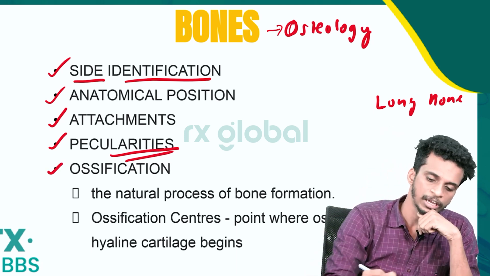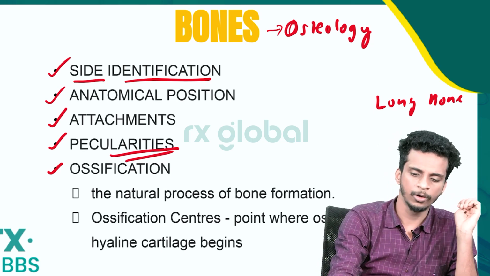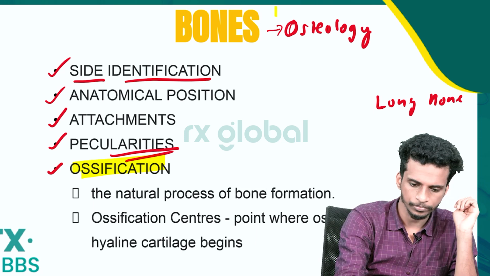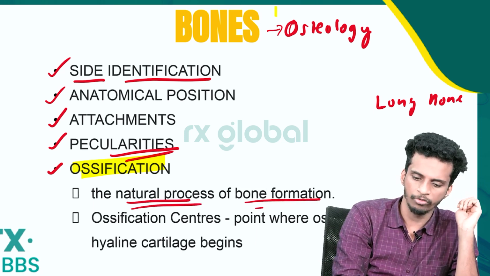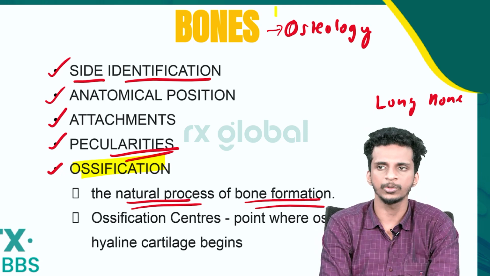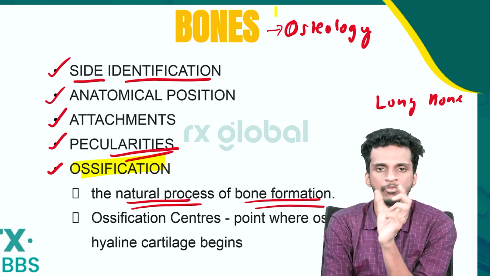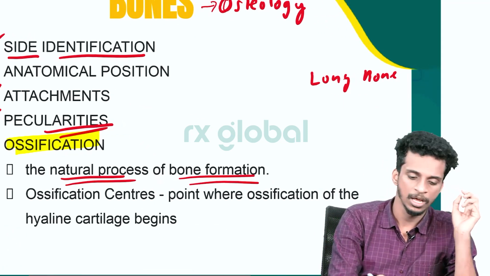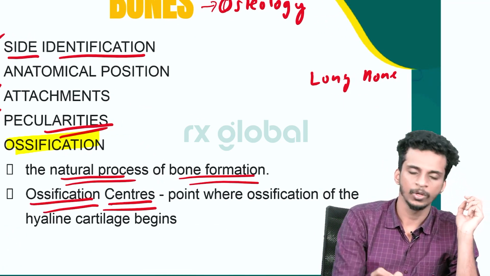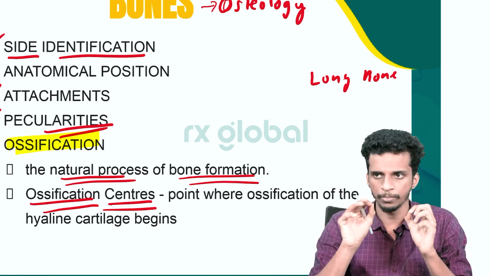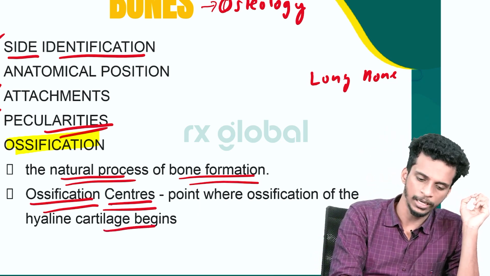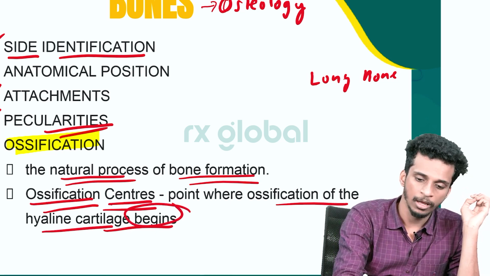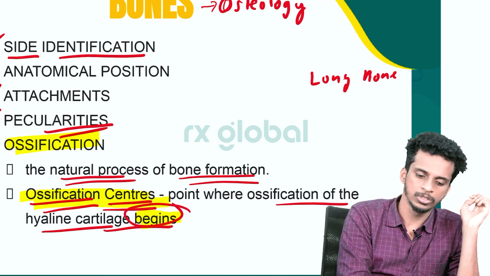Now, regarding ossification, you have to learn it. What is ossification? Ossification simply means the natural process of bone formation. So how a bone is formed, that's called ossification. We have certain points on bones which are called ossification centers. Ossification centers are certain points in a bone where ossification of the bone, or ossification of the hyaline cartilage, begins. So the points where ossification begins are called ossification centers.